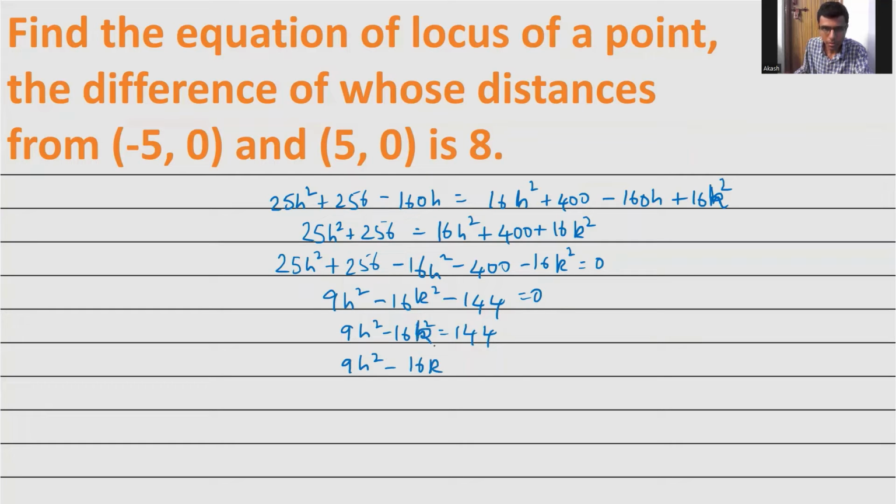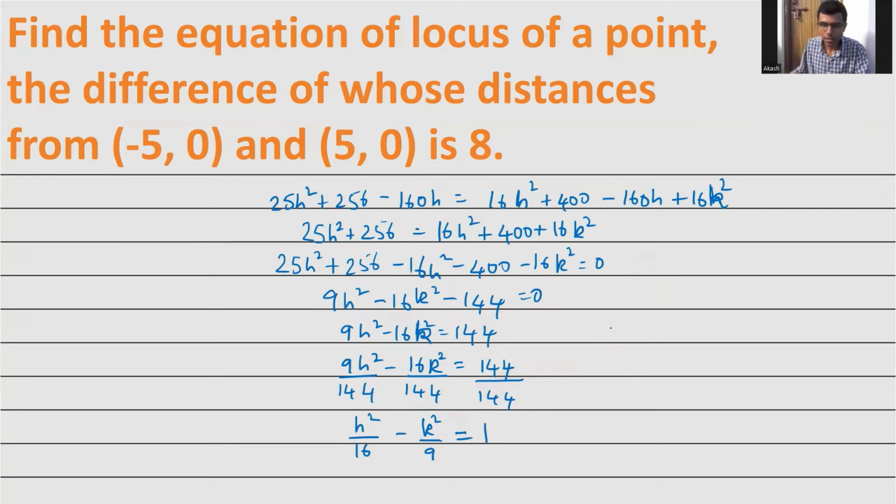I wrote it as h. Sorry guys, another mistake in this video. I think I'm making some mistakes, so please forgive me, but I'm correcting them on the spot. So here 9 1s are 9, 16 1s are 16, so I'll be left out with h square by 16 minus k square by 9, equal to 1. Yeah, we have got our answer.